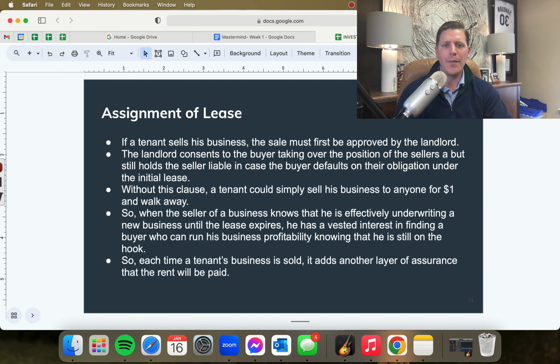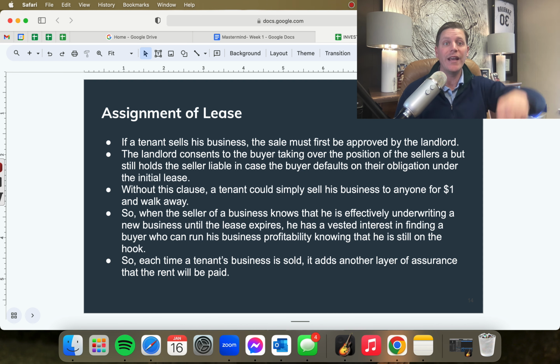So when the seller of a business knows that he is effectively underwriting a new business until the lease expires, he has a vested interest in finding a buyer who can run his business profitably, knowing that he is still on the hook. So again, it gives the owner of the business a little bit of skin in the game because he knows he just can't walk away because he's going to be on the litigation side at that point if he doesn't pay me rent on time.